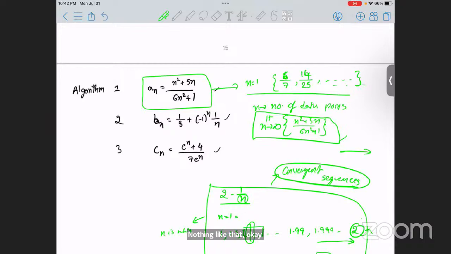Sir, I have a doubt in 7.1 activity question number 10. Which one? 7.1 question number 10. Just wait. It's loading for me. Can you read out the question?